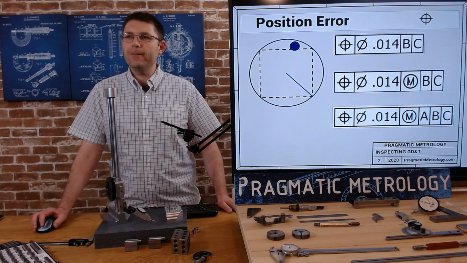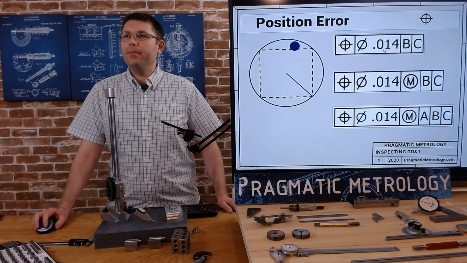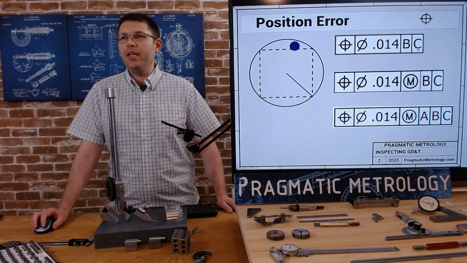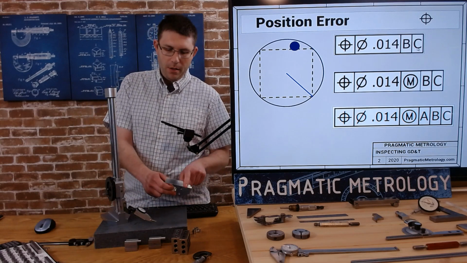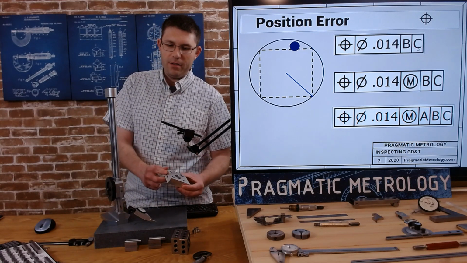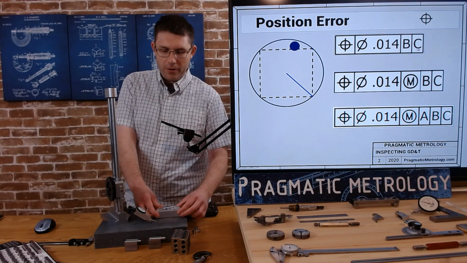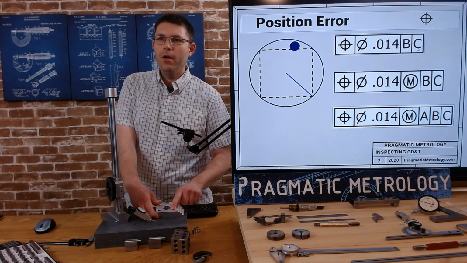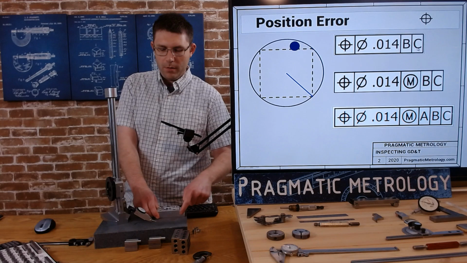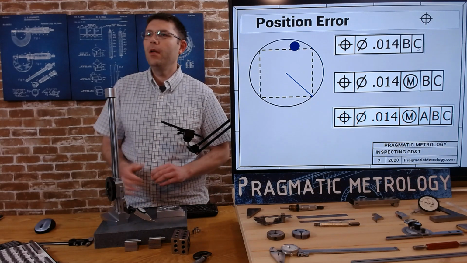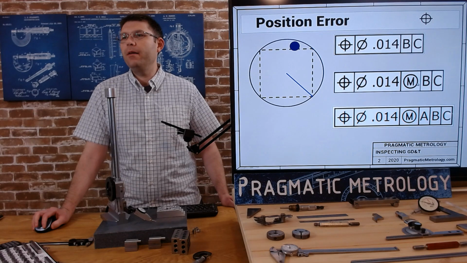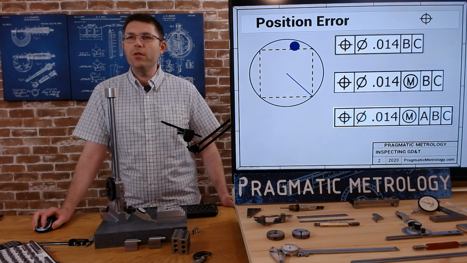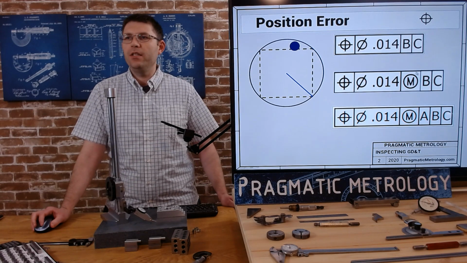tolerance applies. But in this top section, we're only referencing datums B and datum C, which on the angle block is the bottom surface here and the side surface. So we're talking about the true position of this hole relative to these two surfaces. The next symbol is the same thing relative to datums B and datum C, but bonus tolerance is allowed when you see this maximum material.